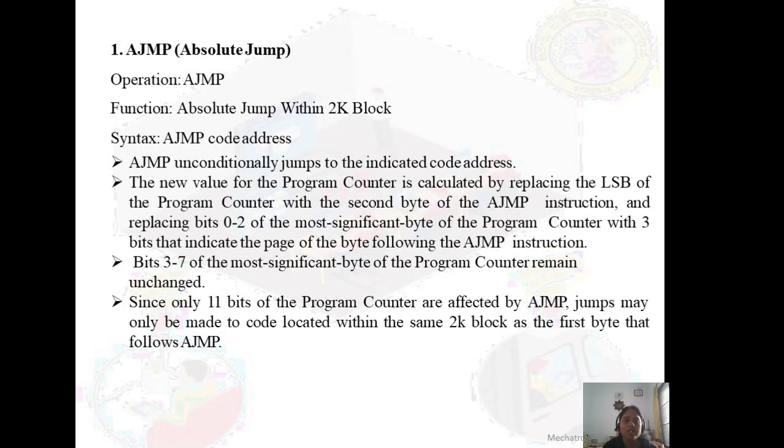What is AJMP? AJMP is your absolute jump. Absolute, already we have seen. Absolute range means what will be the range? It will be from 0000H to 07FFH, that is 2K byte. It is of 1 page. So absolute jump will be within a 2K block. So what is the syntax of the AJMP? See here, this is AJMP and code address.